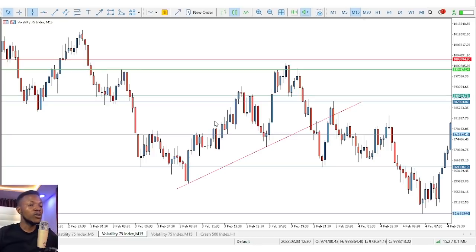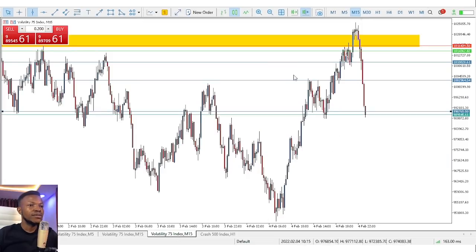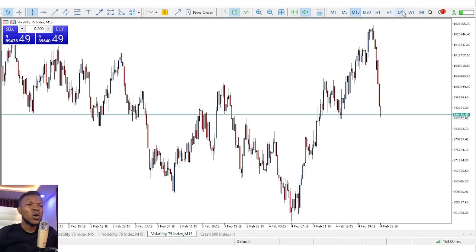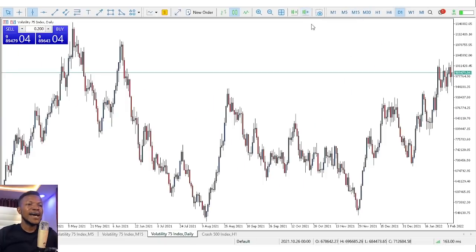Now, the first thing I want to do, let me just get another page. Now, the first thing I want to do when I trade volatility 75 index is just take a quick look at the market on the higher time frame. Now you can see how the price is really falling down deep. Now look at this. Take a look at the higher time frame.